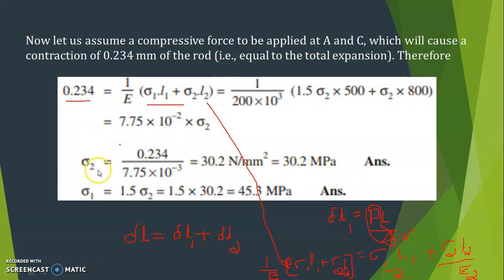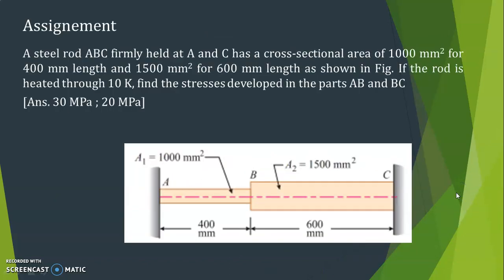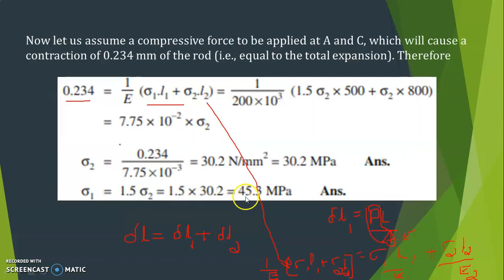Once you know sigma 2, you can calculate sigma 1. That is equal to 1.5 times sigma 2, that is 1.5 into 30.2, which is equal to 45.3 MPa. So like this you can calculate the stresses developed in the bars of varying section when it is subjected to the temperature.